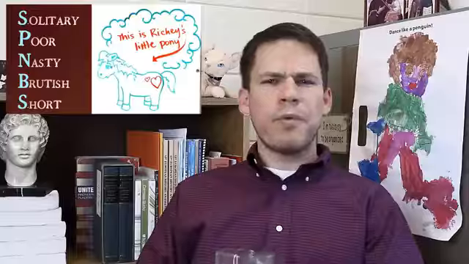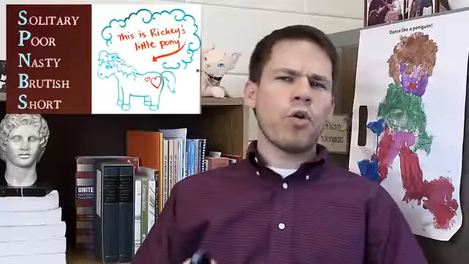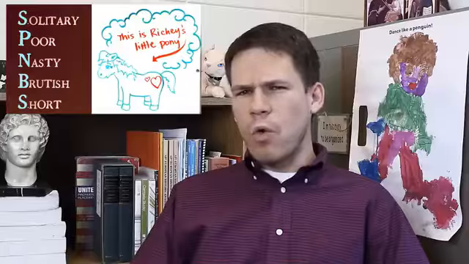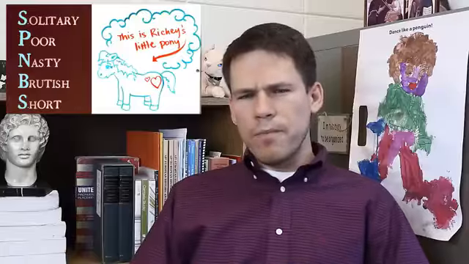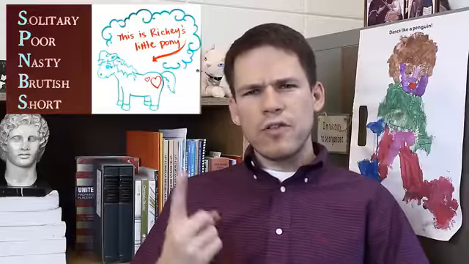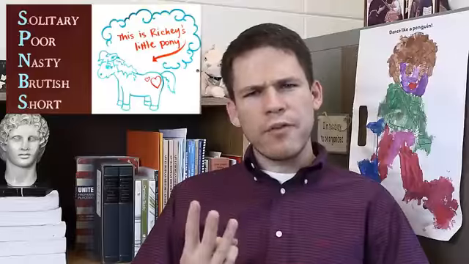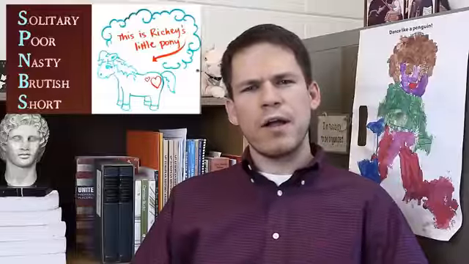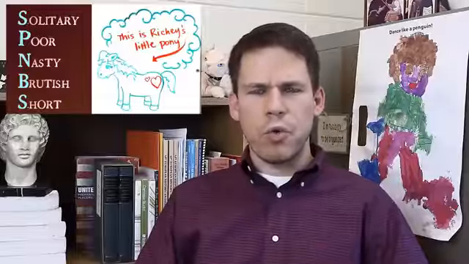And Hobbes believed that before government, life in this state of nature, in this state of war, all against all, that life was solitary, poor, nasty, brutish, and short. 5 things: solitary, poor, nasty, brutish, and short.